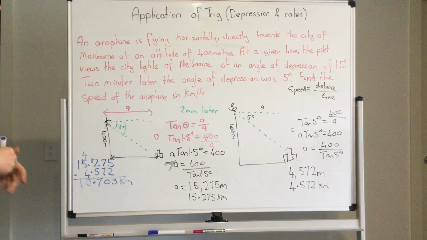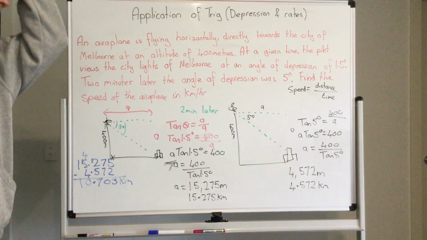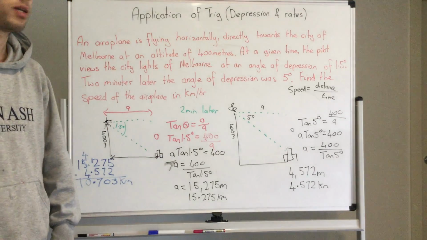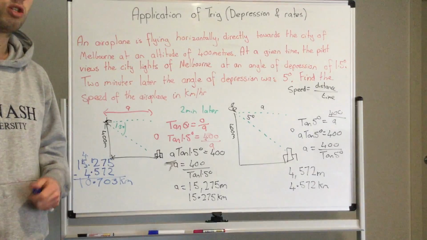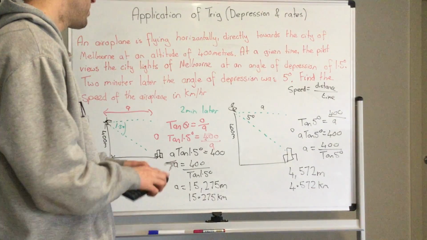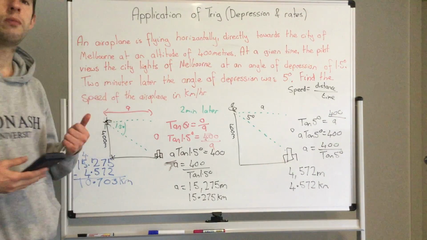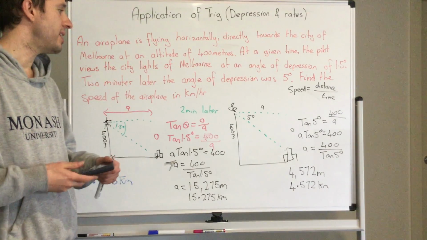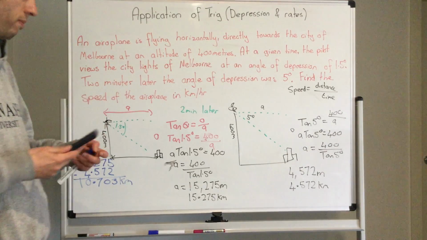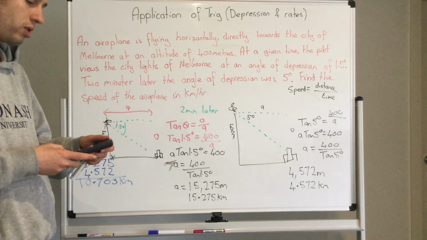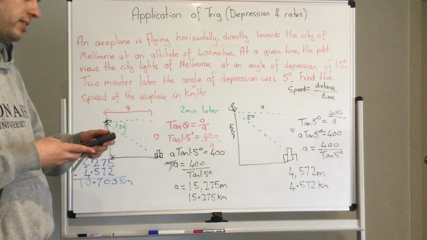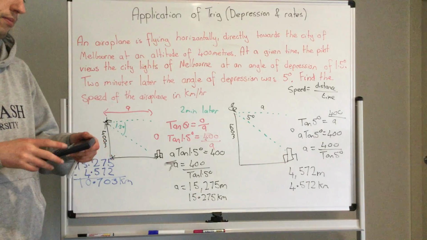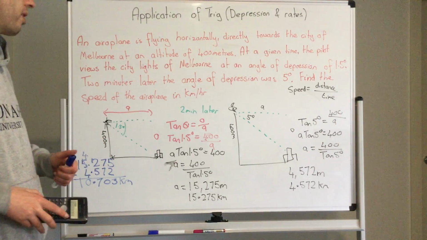Now I've got the distance travelled, I've got the time. The only problem with the time is that it is in minutes. So I want to convert 2 minutes into hours. What amount is that? Well, 2 minutes divided by 60 gives me 0.03, or 1 out of 30.